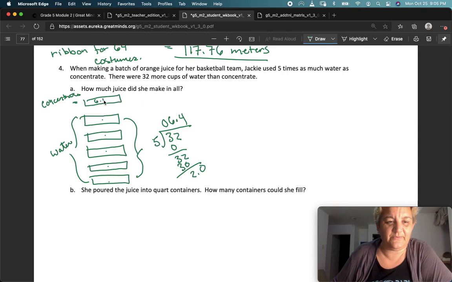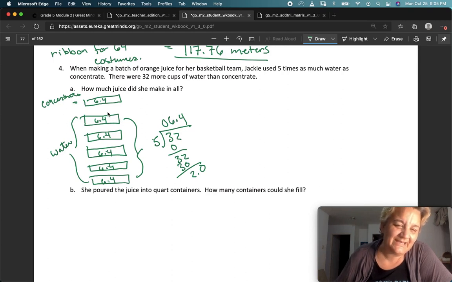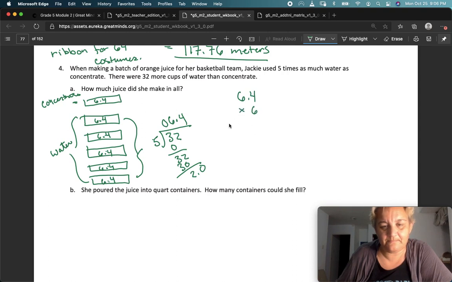So 6.4, 6.4, 6.4, 6.4, 6.4, 6.4. All right, so I figured out how much each of these were. Now, there were 32 more cups of water than concentrate. How much juice did she make in all? So we're going to add up this whole thing. You can add the whole thing, or you can multiply 6.4 times 1, 2, 3, 4, 5, 6.